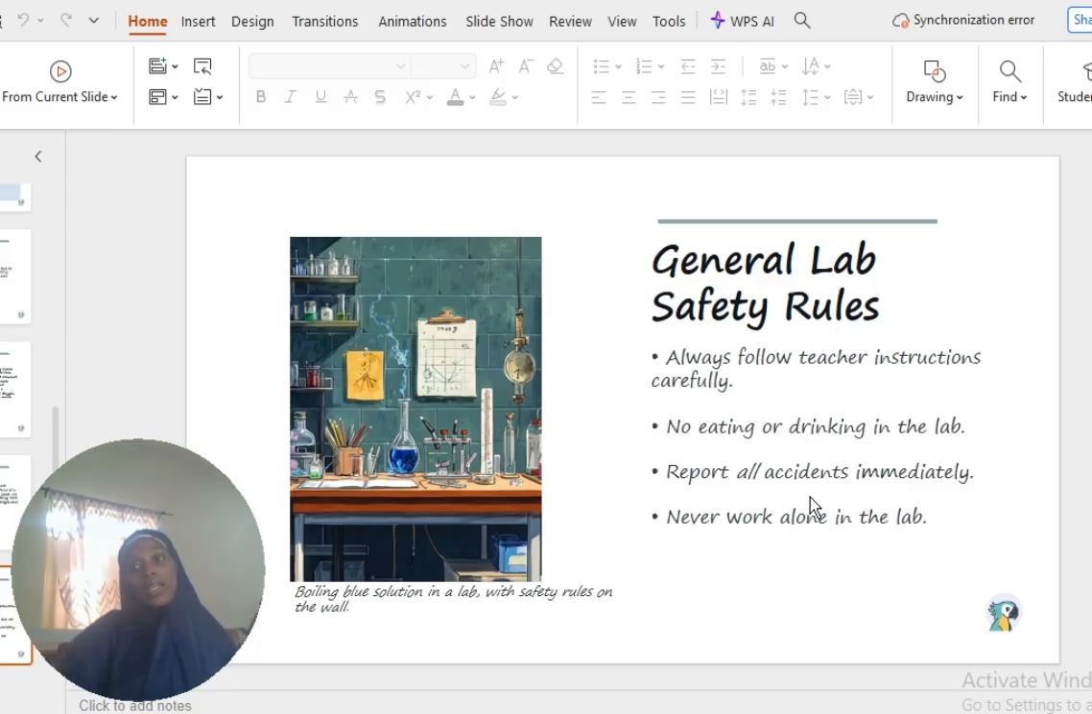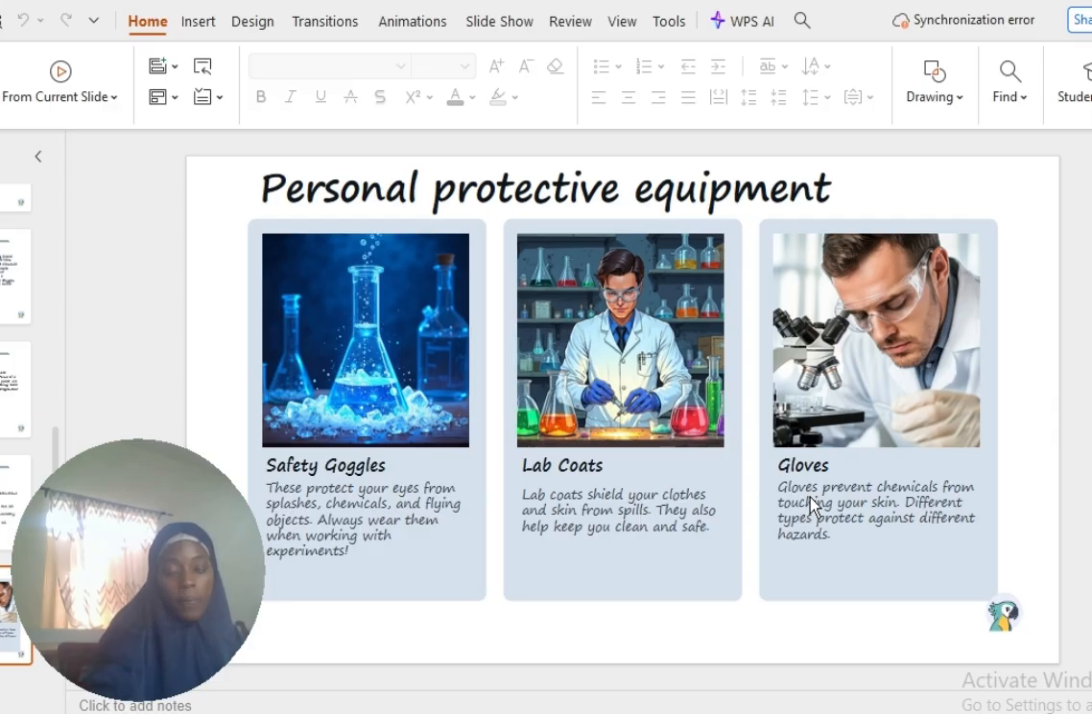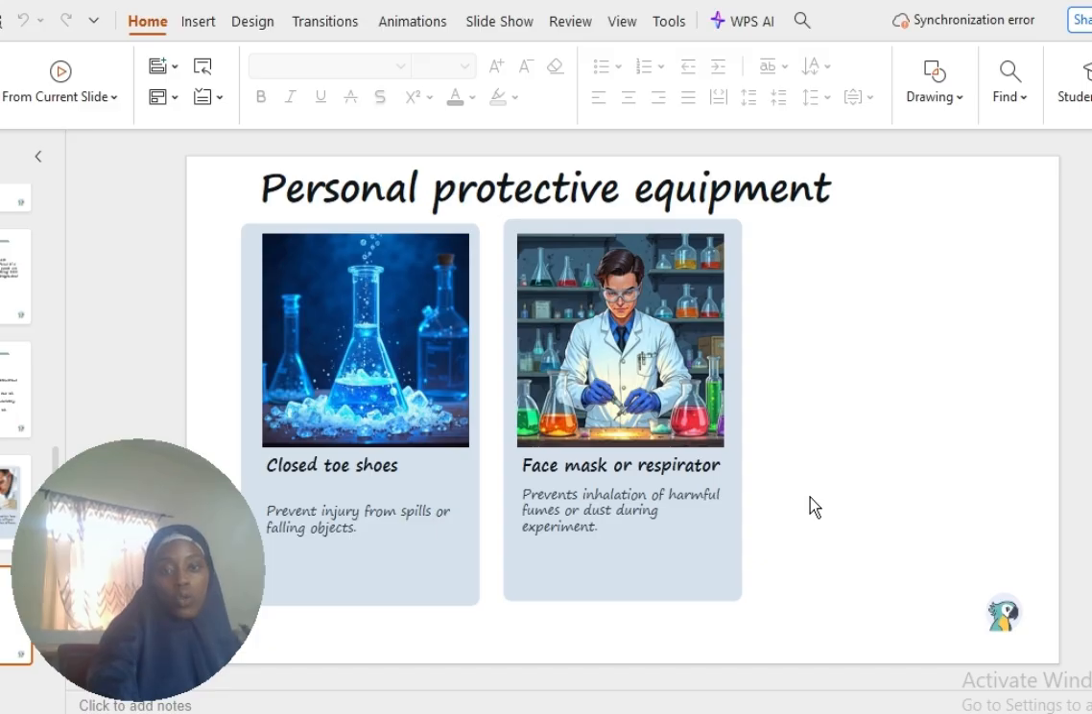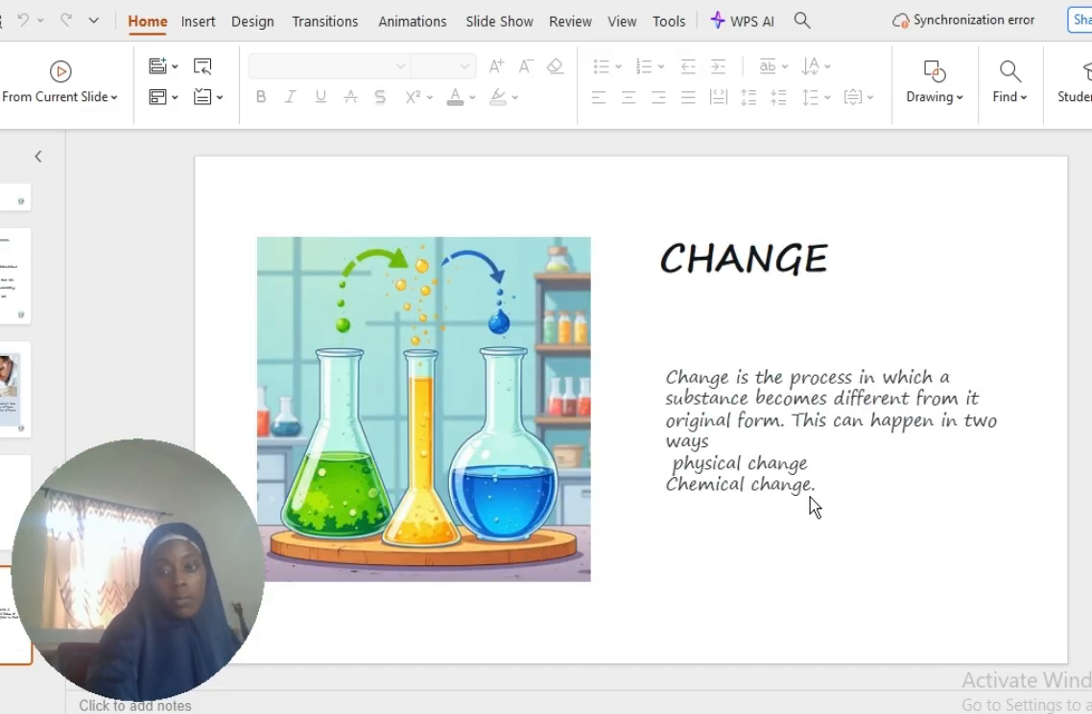Now, what are lab safety rules? These are the safety precautions we carry out to ensure an accident-free experiment. We have always followed teachers' instructions carefully, no eating, no drinking, no running around in the lab, report all accidents immediately, never work alone in the lab, keep your books and bags away from your work area. Personal protective equipment: we have your safety goggles, lab coats, gloves, closed-toe shoes, face masks, or respirator.